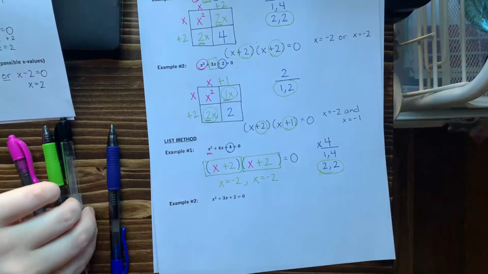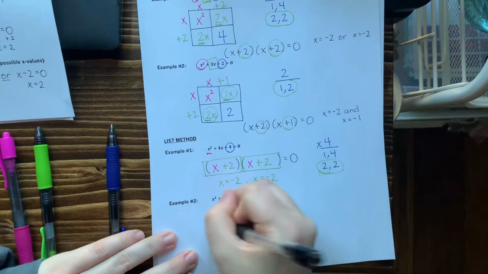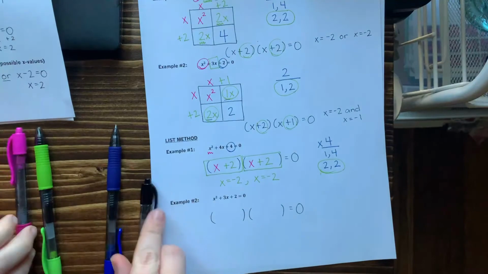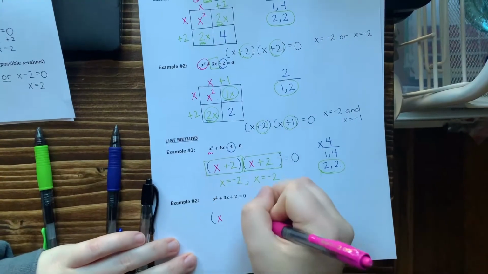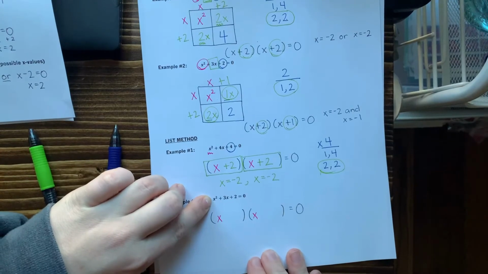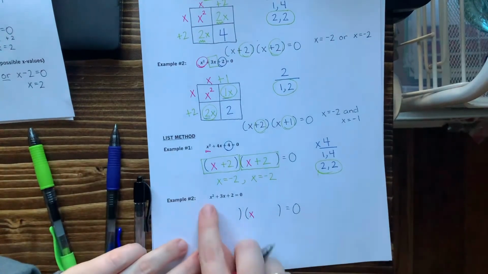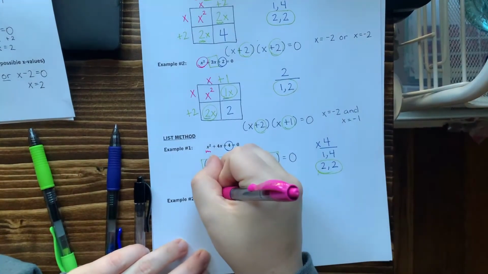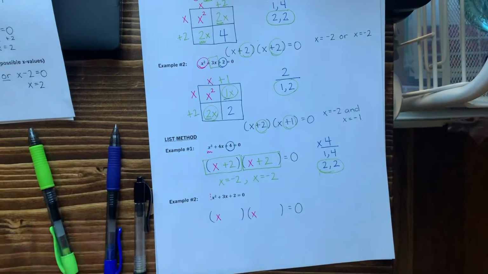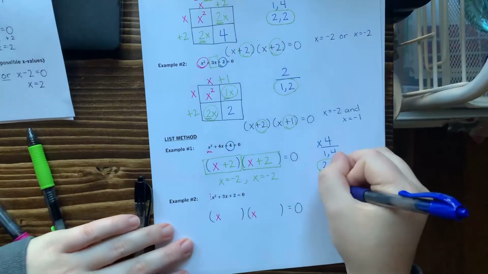All right, let's do one more list method. We're going to make our parentheses equal 0. Both of them are always going to start with x and x, as long as the coefficient of our quadratic is 1. So we only have one x squared. This is like an imaginary 1 right there. So that's going to start with x and x. Then we go make our list.